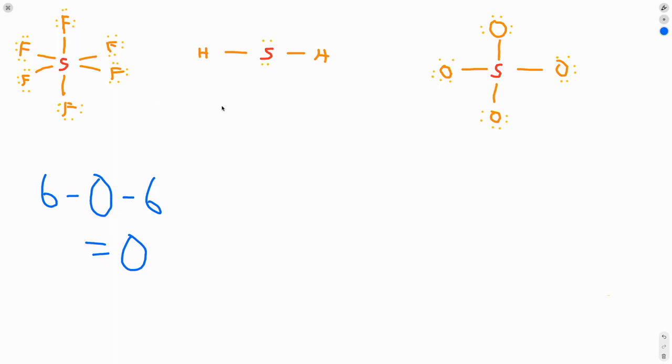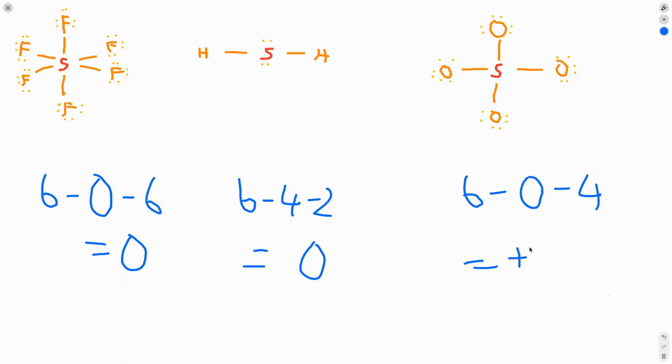Now we look at H2S. The sulfur atom, once again, has 6 valence electrons. The unbonded electrons are 4, and the number of bonds is 2, and that also gives a formal charge of 0. In the last example, the sulfur atom has 6 valence electrons. It has no unbonded electrons, so minus 0, and then minus the number of bonds, which is 4, so that gives a charge of +2.